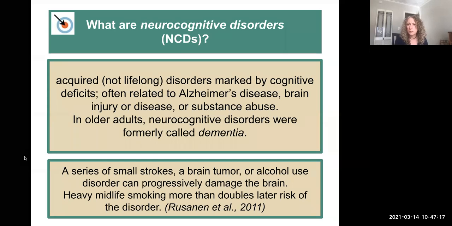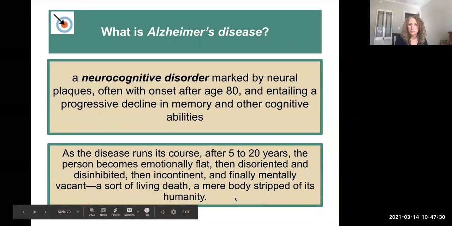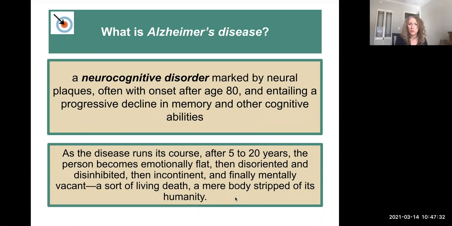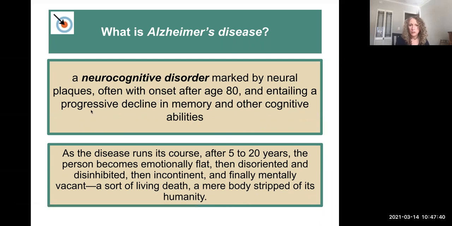So there's many different ways that they could be caused. A series of small strokes, a brain tumor, alcohol use can progressively damage the brain, and heavy smoking in midlife more than doubles the later risk. So like I said, the most common one we know is Alzheimer's, and usually the onset is after age 80. It can happen earlier. And there's obviously a progressive decline in memory and other cognitive abilities. And we're going to talk about this a little later. And this is very sad, because if you do know somebody that has it, it's very sad.